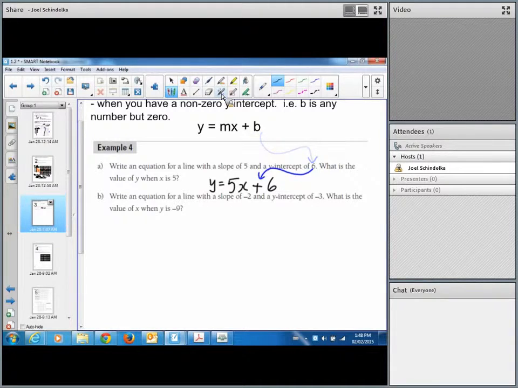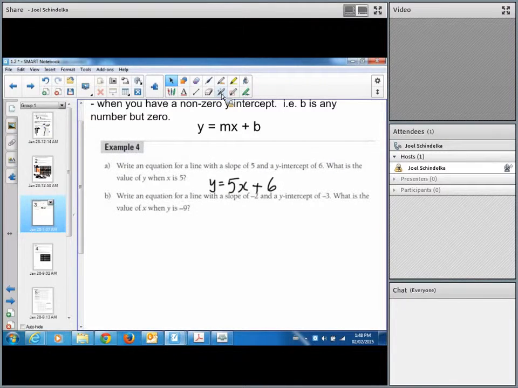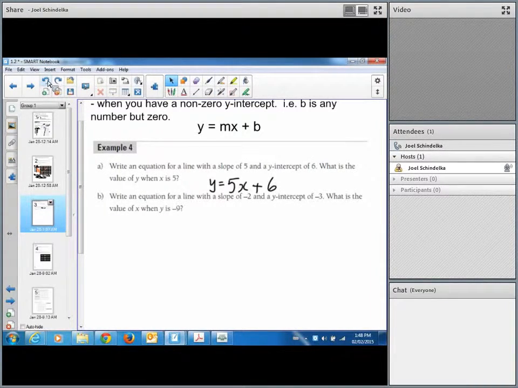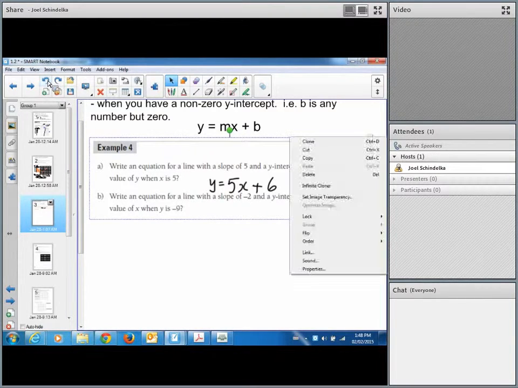So if I just tell you in words, slope is 5, intercept is 6, that's how you come up with the equation. Does that seem simple enough? It's just knowing what M and B stand for. Okay? Good. Now write an equation for a line with a slope of minus 2, and you have to use the correct sign, and a y-intercept of minus 3. Can you guys do that right now? I'll give you a second. It shouldn't take too long.